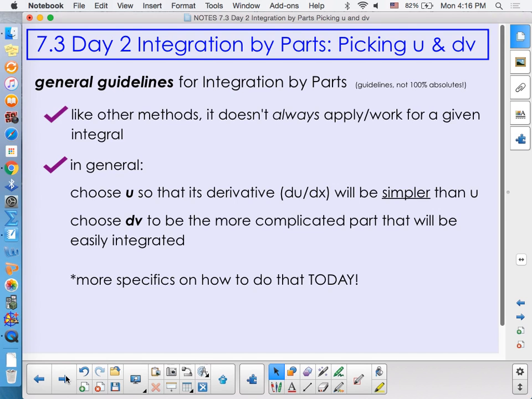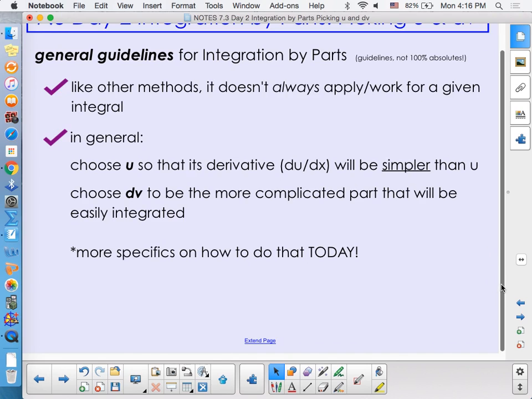So we have to have lots of methods, and this will add an additional one to try on integrals if direct antiderivatives and u substitution don't work. We might even need to blend some u substitution in. In general, you want to choose a u that's part of that integrand whose derivative will be simpler than the actual expression of u. You also want to choose dv to be the more complicated part that can be easily integrated.